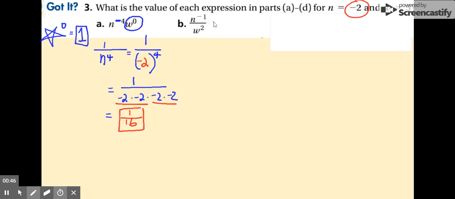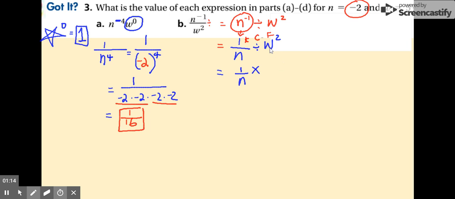Okay, what about something over something? You have to use the division sign: n to the negative first power divided by w to the second power. And we know that this one should be flipped. So it's going to be 1 over n divided by w squared. And you're going to use keep, change, flip. So it's going to be 1 over n, change it to multiplication, and change this, w squared over 1. You flip it, so it's going to be 1 over w squared.